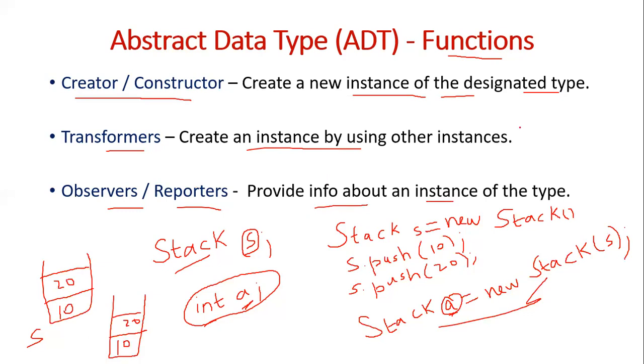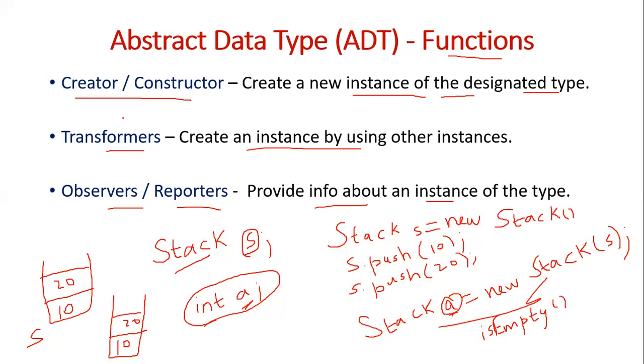Say for example, is empty, we have discussed previously, is empty. This function will never modify that object stack. It will just say that whether stack is empty or not. Similarly, is full. It will not change the content of the stack. It will just say whether stack is full or not. So just it will say true or false. So such functions are called as observers or reporters.